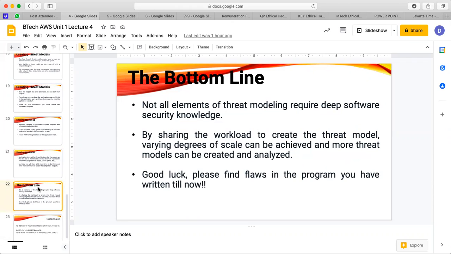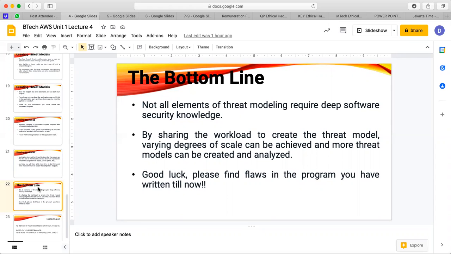Then the bottom line of threat modeling is that not all elements of threat modeling require deep software security knowledge. For example, there is a login application in Gmail or any application that requires login. Where you have to check the threats of possible SQL injections, and you are going to make the threat modeling of SQL injection inside. Then there you do not need deep software security knowledge.